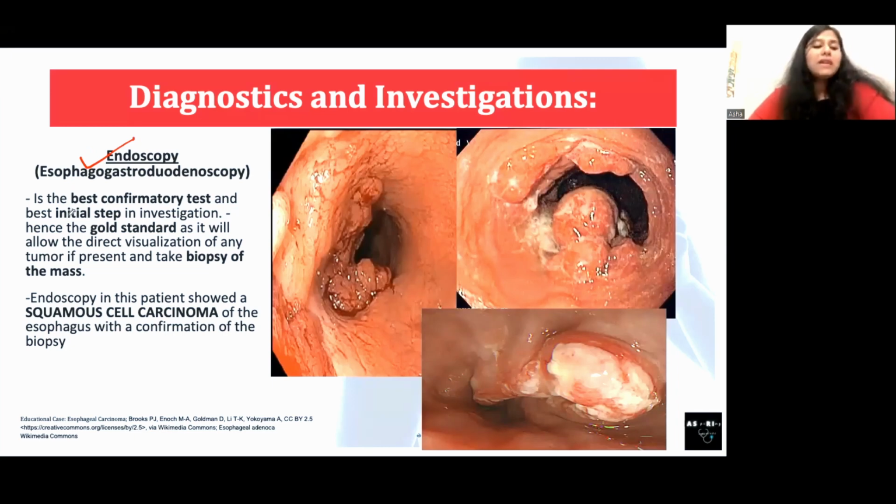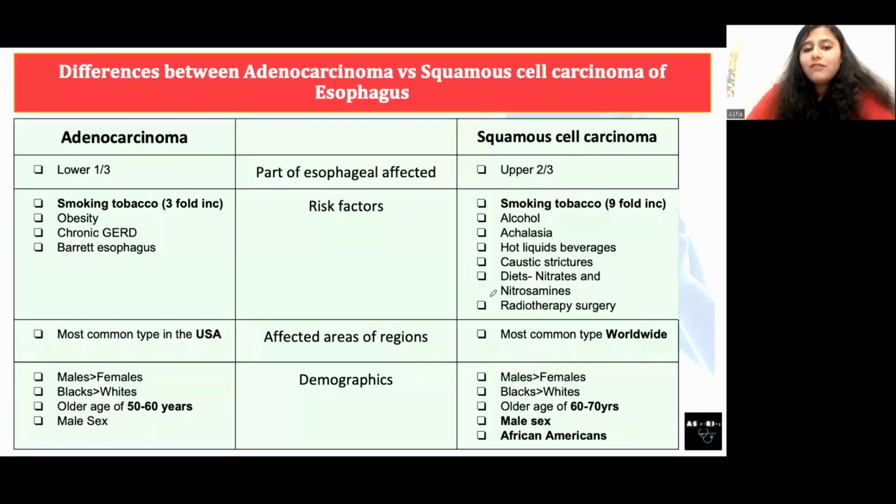So the endoscopy is the best initial step and the gold standard for direct visualization and taking a biopsy. So for this patient, once we biopsied him and did the endoscopy, he actually had a squamous cell carcinoma, and we were able to stage it by confirming it. Some patients can also have adenocarcinoma as well, but it depends who has what, and for that we should differentiate them in our mind as well.